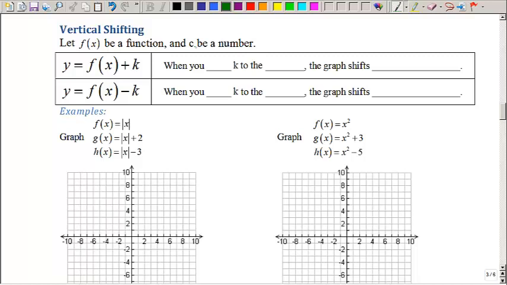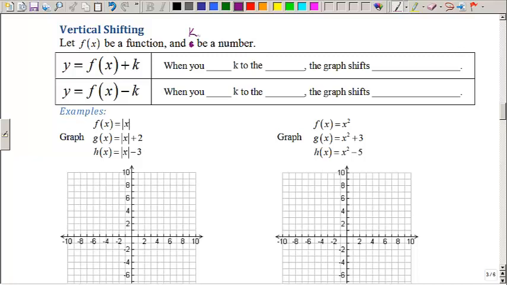Now that we have our 5 basic functions down, we are going to start transforming these parent functions into transformed functions. The first transformation we'll be looking at is the vertical shifting. So let's say I have an f of x parent function.